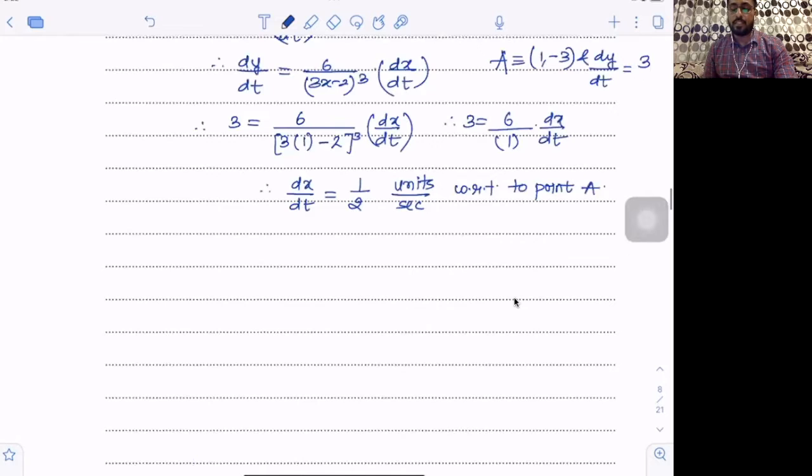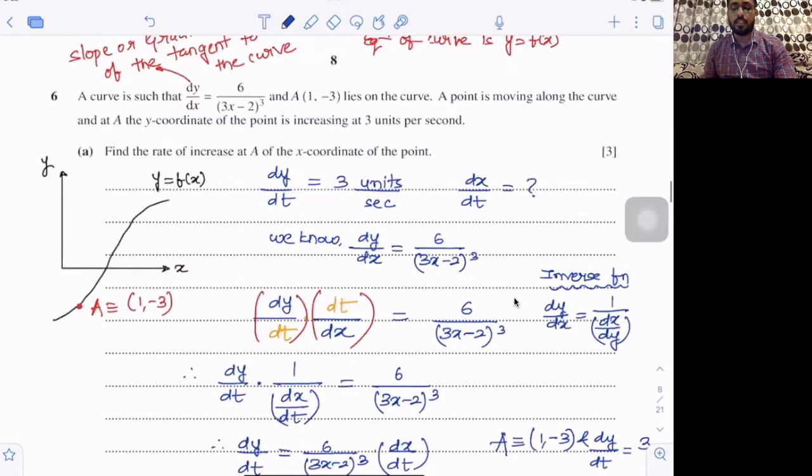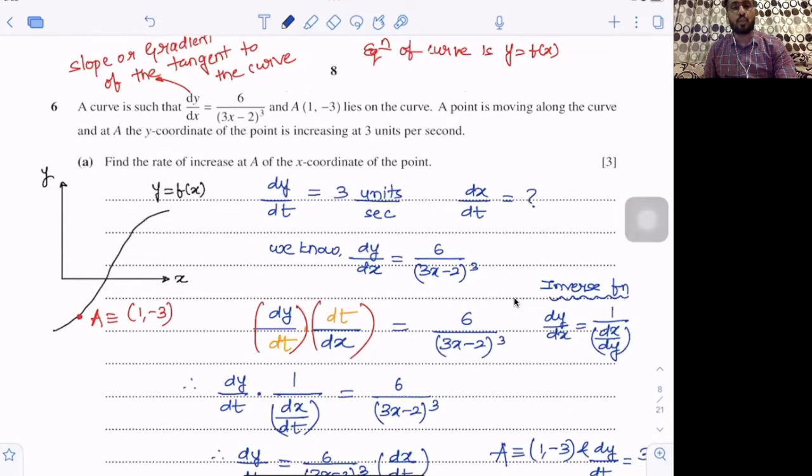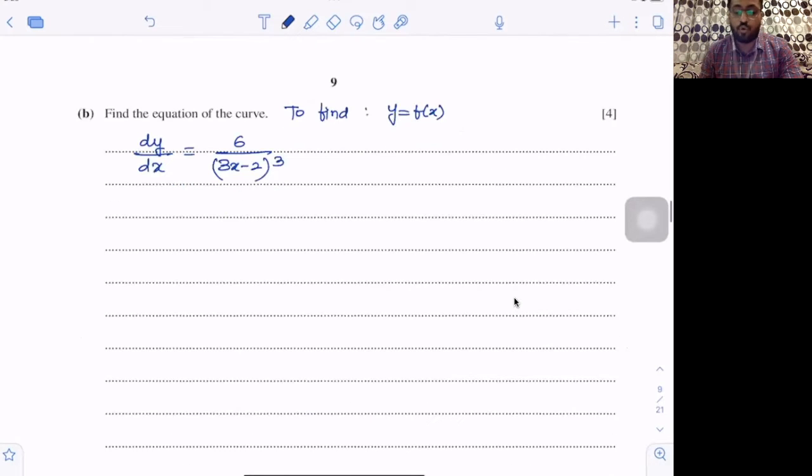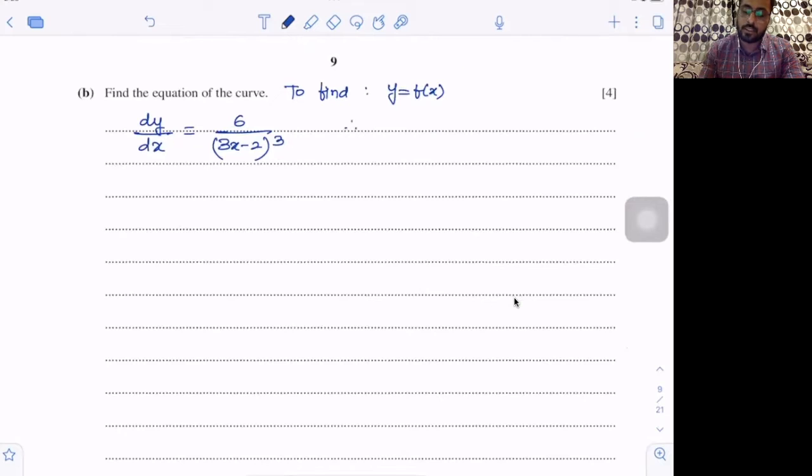So dy upon dx is equal to what? It is 6 upon 3x minus 2 the whole cube. So I'll write here 6 upon 3x minus 2 the whole cube. Okay. Now, what is this? Dy upon dx is equal to 6 upon 3x minus 2 the whole cube. I'm going to integrate both the sides. But before integration, I'm going to write it like this. Dy is equal to 6 upon 3x minus 2 the whole cube dx. This is what I've written.